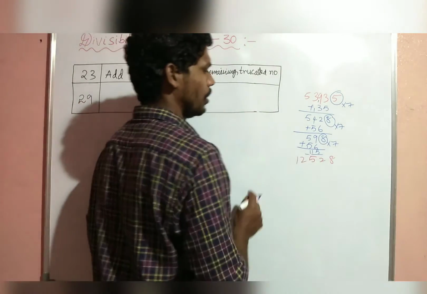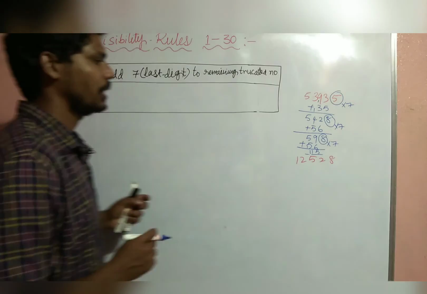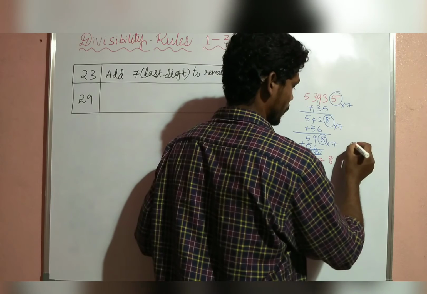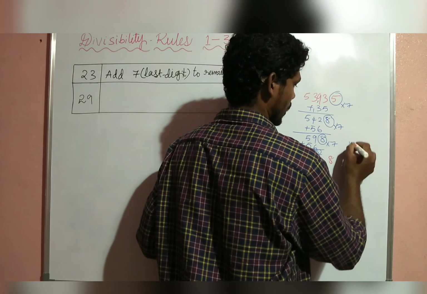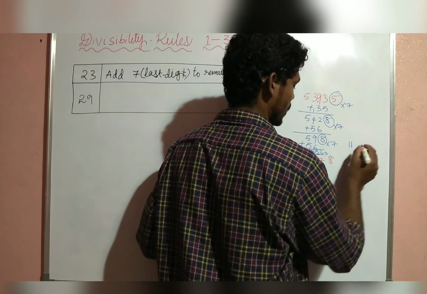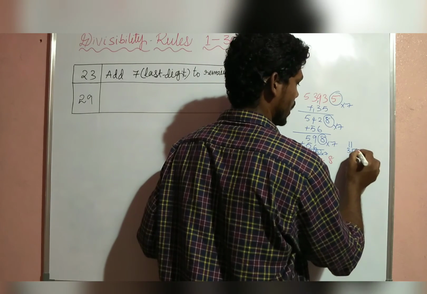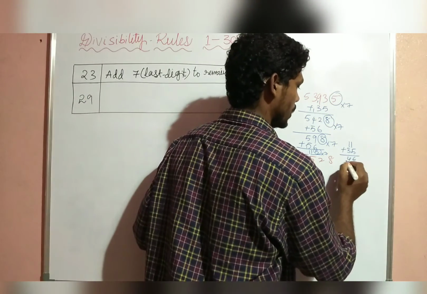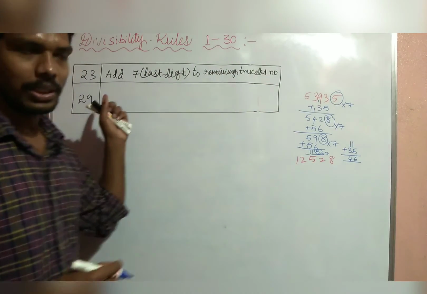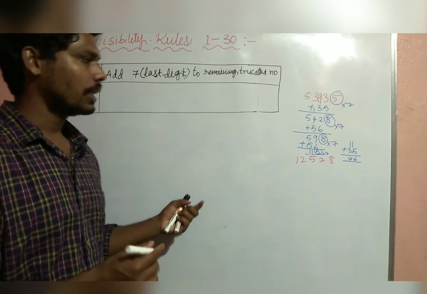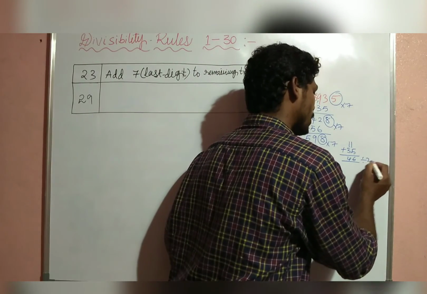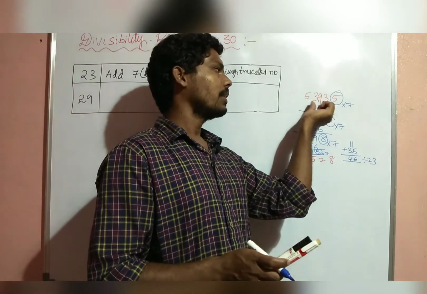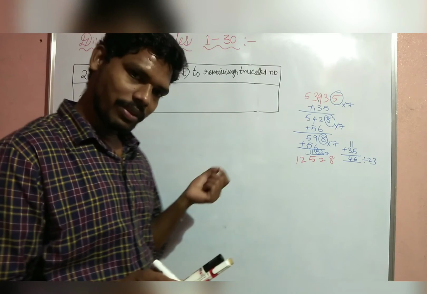You got 115. Whether this is divisible by 23 or not, the last digit is 5, so 7 fives are 35. 35 is added to the remaining truncated number, and you get 46. 2 times 23 is 46, so 46 is divisible by 23. Then we can say directly that the given number 53,935 is also divisible by 23.